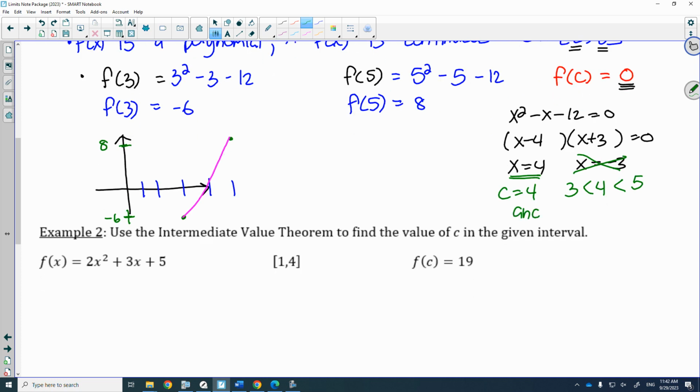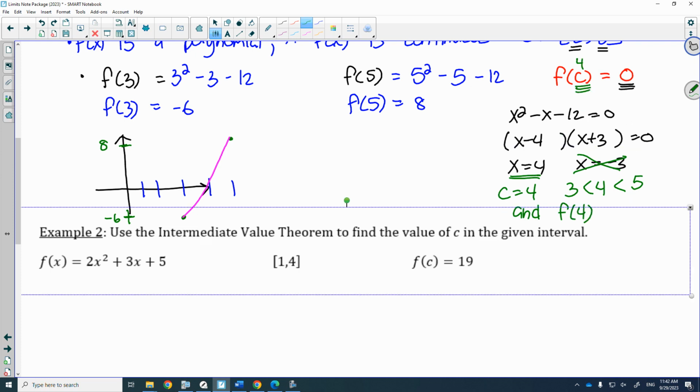And I could also say that f of 4, because I just calculated that this guy is 4, f of 4 is equal to 0. So this here will be 4. It takes a couple of these before you'll be like, okay, I actually see what we're doing here with this theorem. Let's do another one.